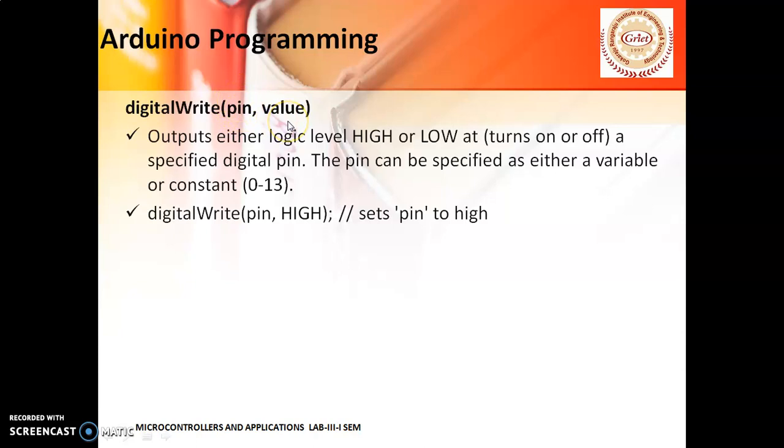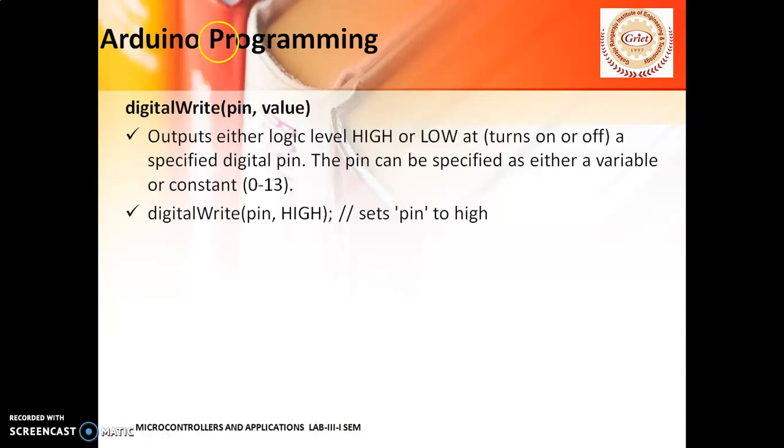When you write this value as low here, what happens is the pin number doesn't become active, means it will be in an inactive state and that particular LED doesn't glow. So when you are writing digital write, you need to write two parameters, that is pin number comma value. It means we are writing something on the digital pin. It can be high or it can be a low.